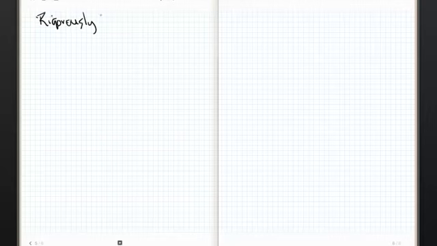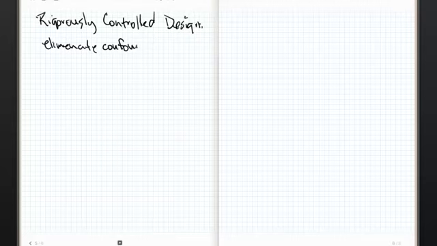A rigorously controlled design simply seeks to eliminate confounding. And the way that this is typically done is by trying to get, remember I got my experimental group, I got 50 kids in here, and I have my control group, and I got 50 kids in here.